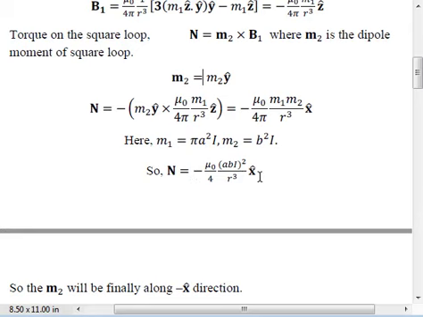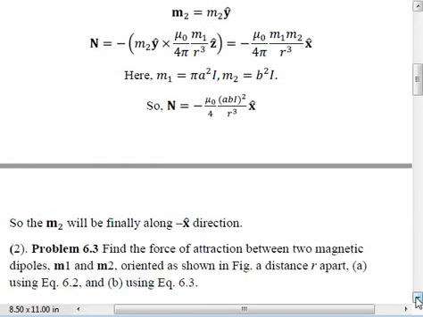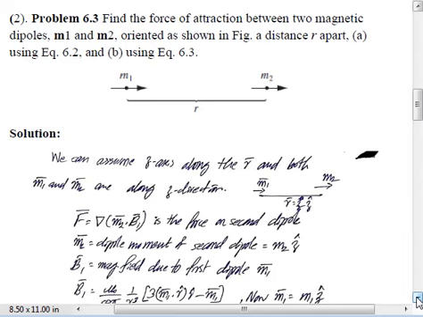As the torque is along the minus x direction, the final orientation of m2, that is the dipole moment of the square loop, will be along the negative x direction. Now the second problem. Find the force of attraction between two magnetic dipoles m1 and m2 oriented as shown in the figure at a distance r apart.